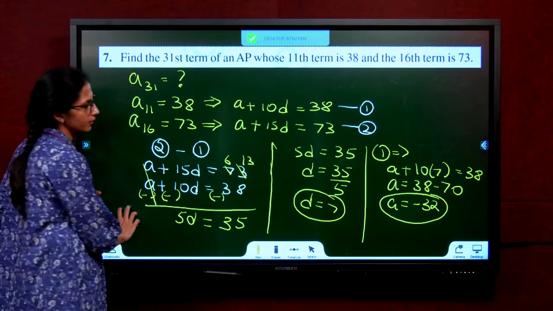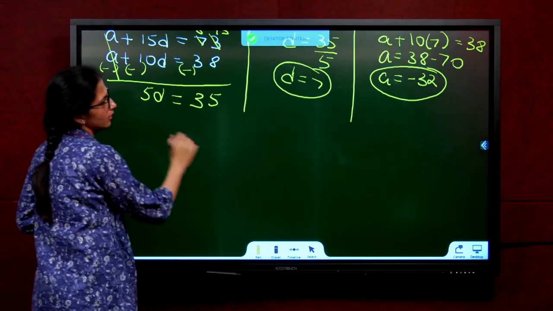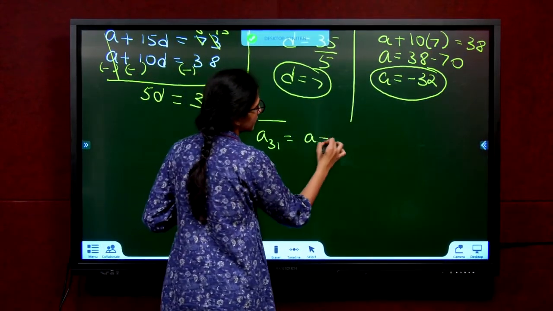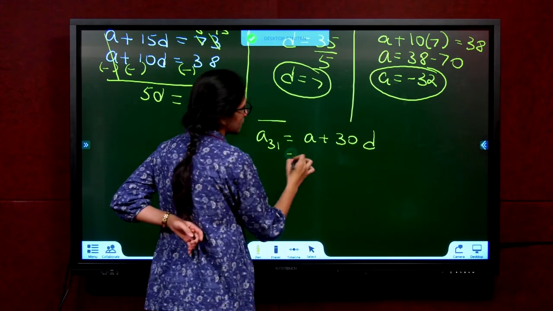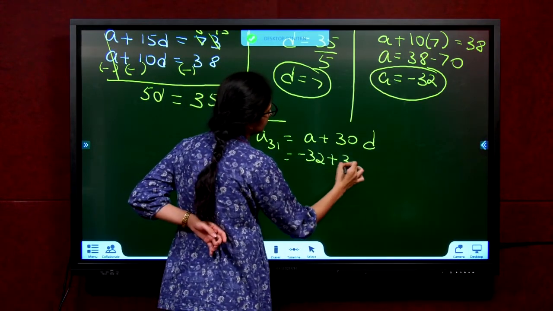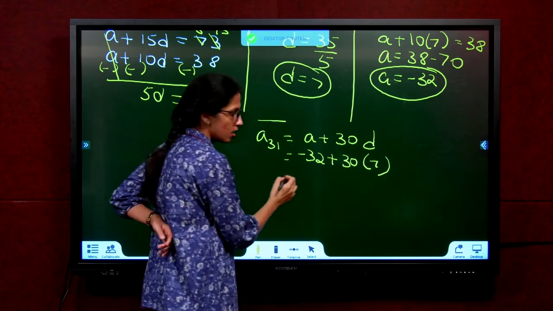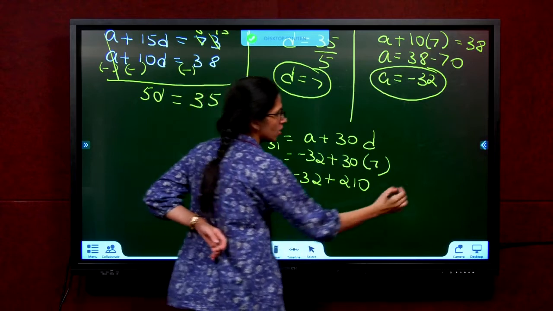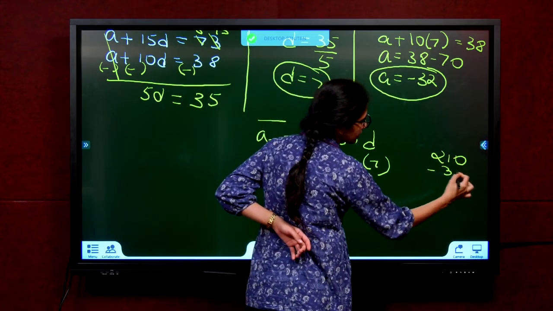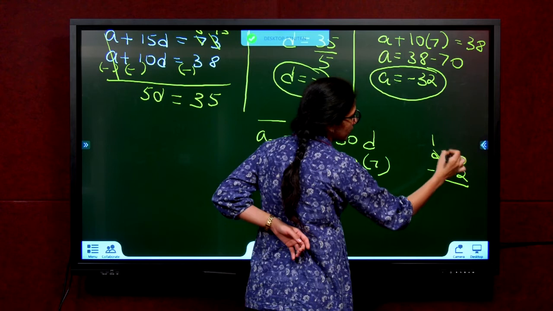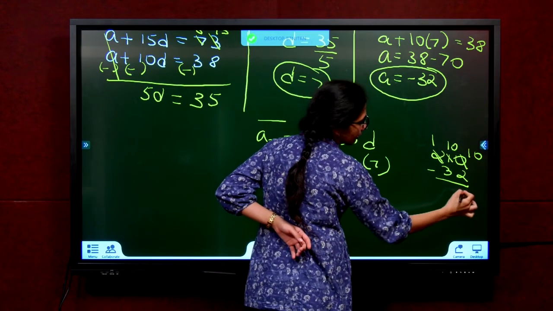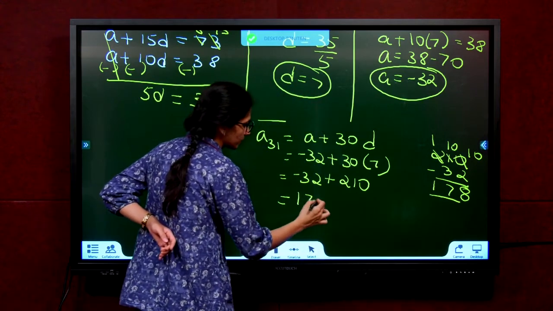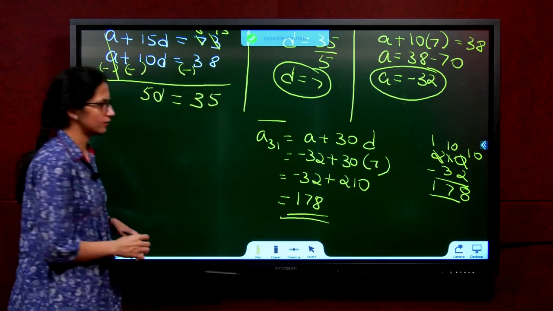Can you find A31? So now A31. A plus 30D, minus 32 plus 30 into 7, minus 32 plus 210. 210 minus 32. 10 minus 2, 8. 10 minus 3, 7. 178. Plus 178 is the 31st term.